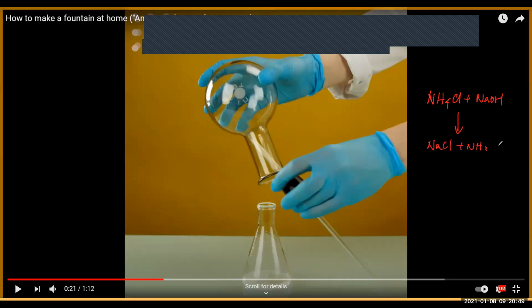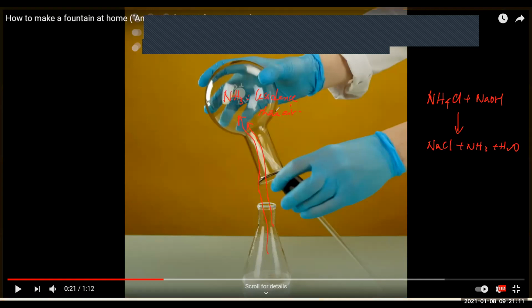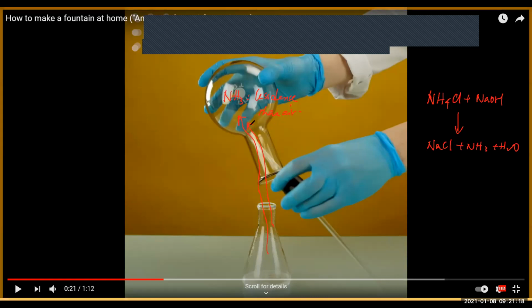So the equation will be this. You will know it very, very soon. So we try to collect the gas in the round bottom flask inverted like this. Why? Now ammonia gas is less dense than air, which means it's lighter, right? So it will just rise up here and dispel, and the air inside will occupy the space. Okay, can you get the point?